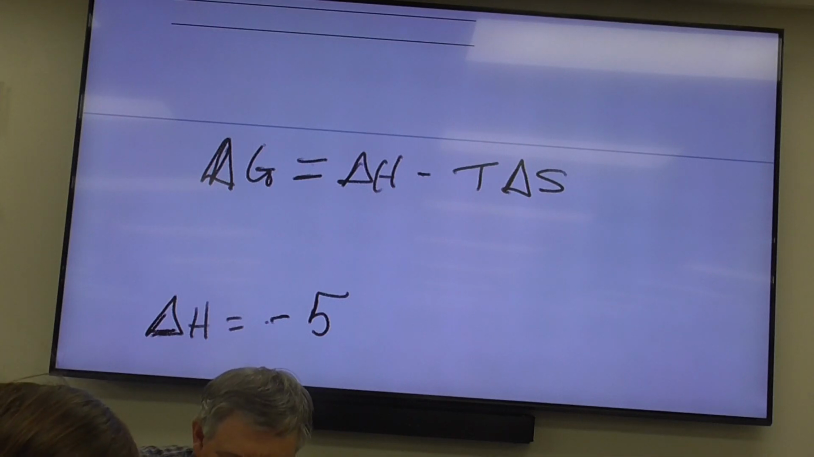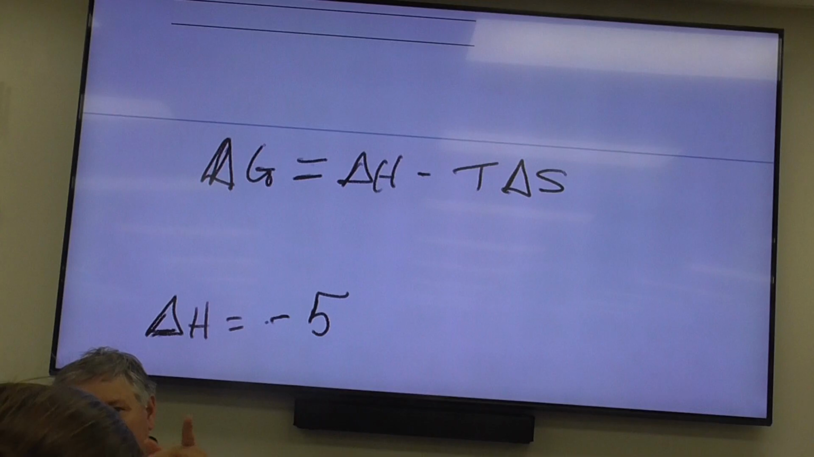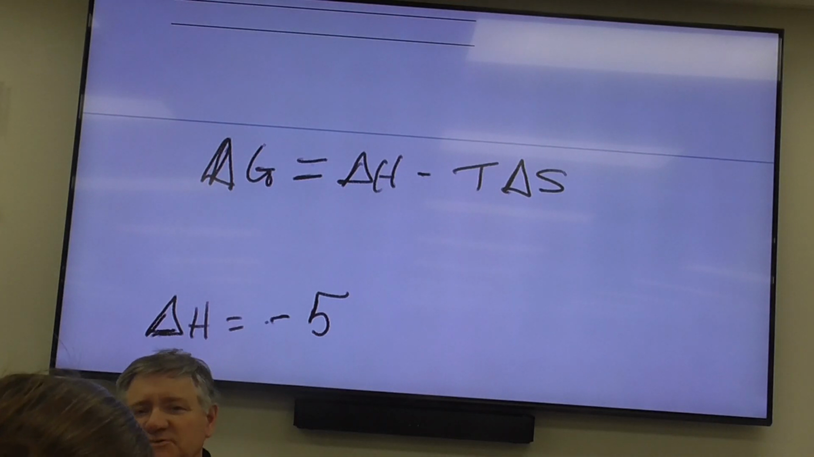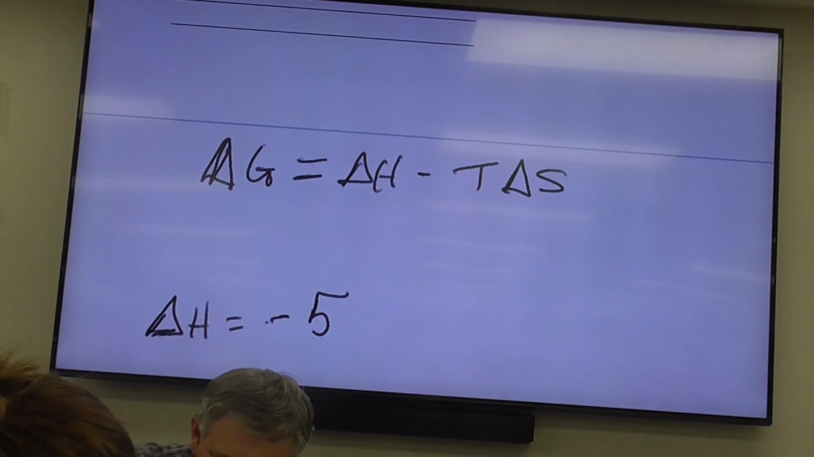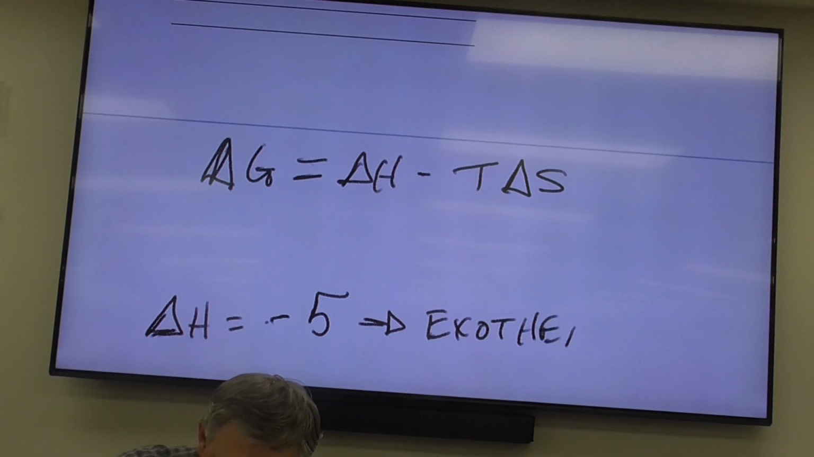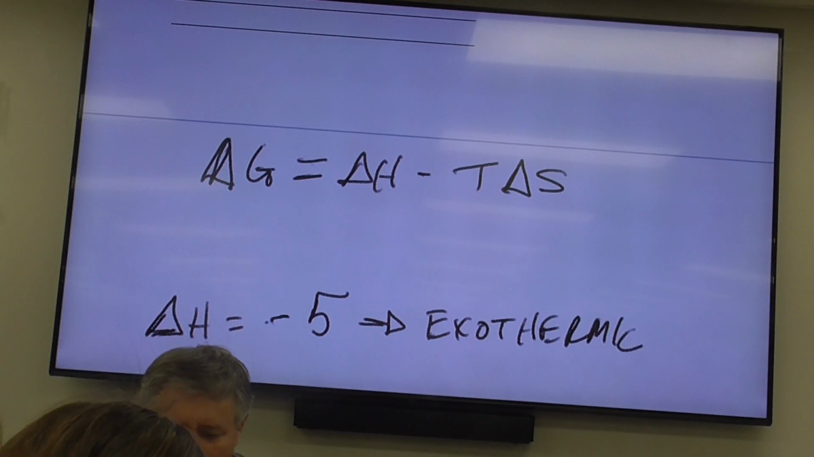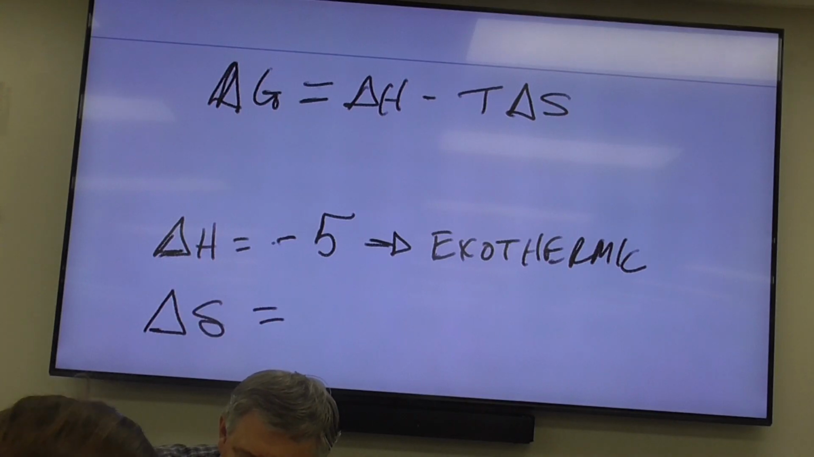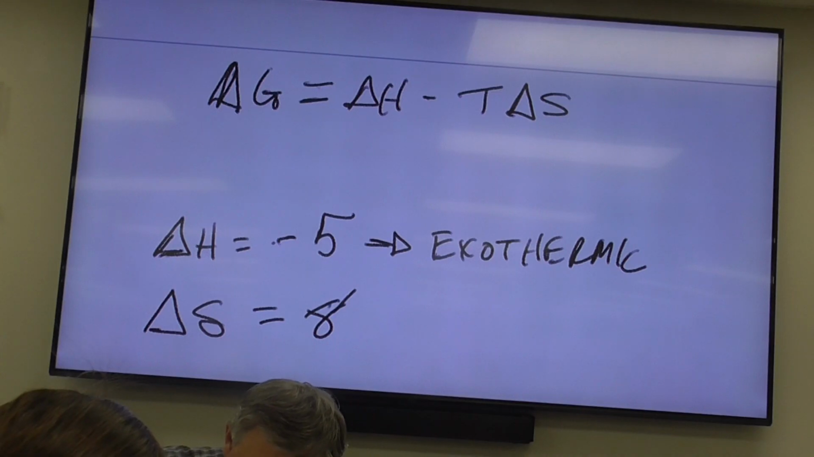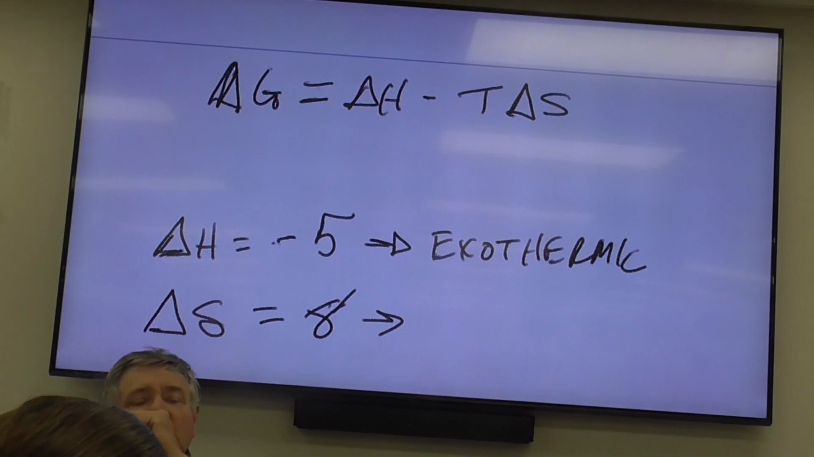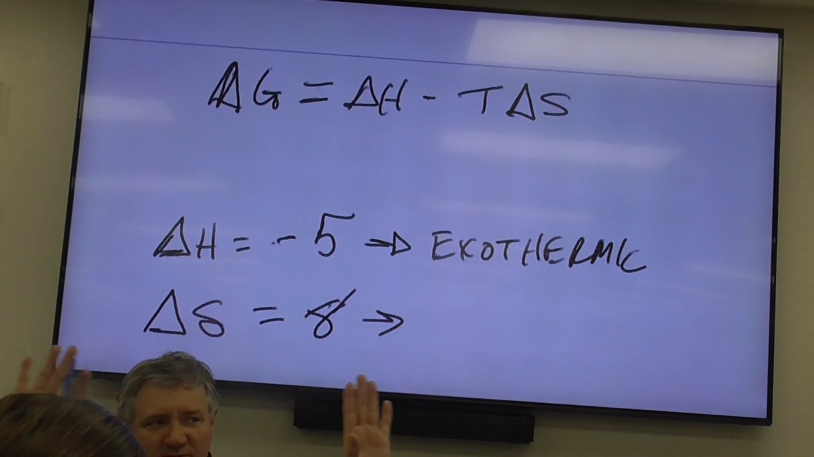So, if delta H is the value of negative 5, endothermic or exothermic? It's exothermic, right? So this is going to be an exothermic reaction. Now, in this situation, I'm going to let delta S be 8, just to pick a number. So delta S is positive. These are related, but these are two different ideas.